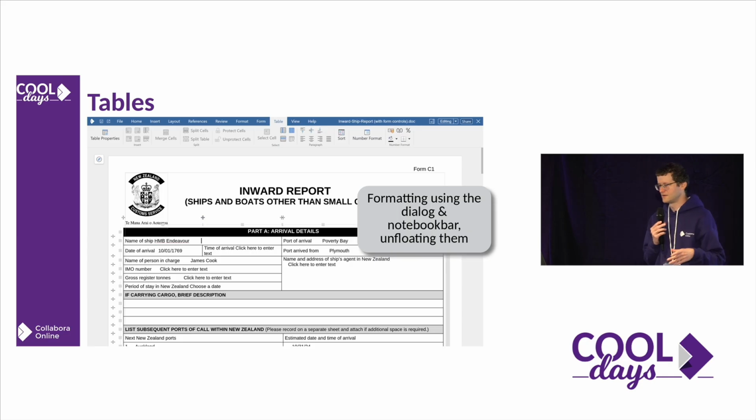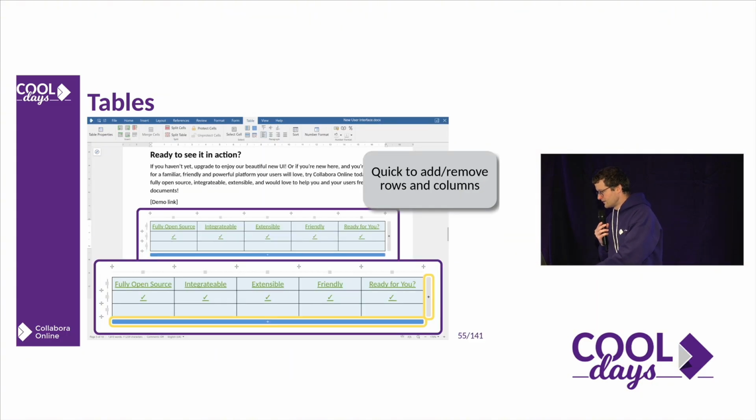We have all sorts of complexity with tables, handling them correctly, nested tables, floating tables, unfloating them, and so on. Also, in case you would like to extend the structure of the table, you can add columns, remove columns, add rows, remove rows. All these functions are there in the notebook bar.